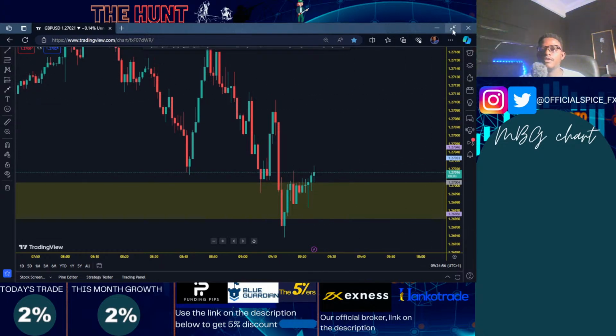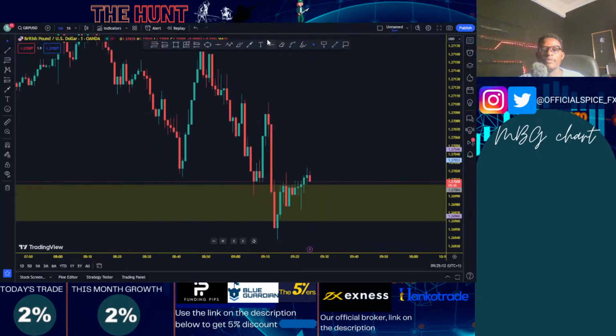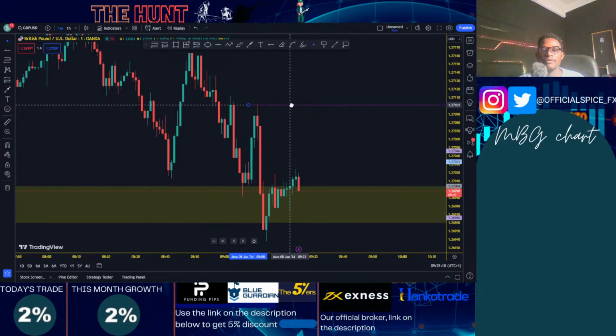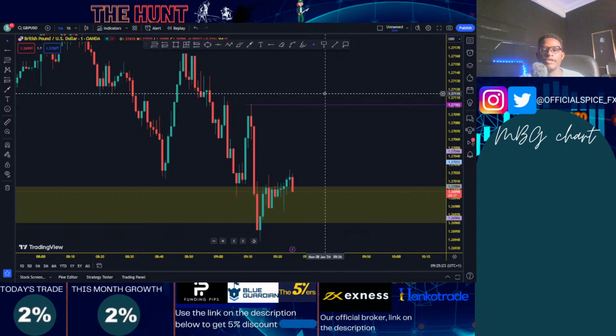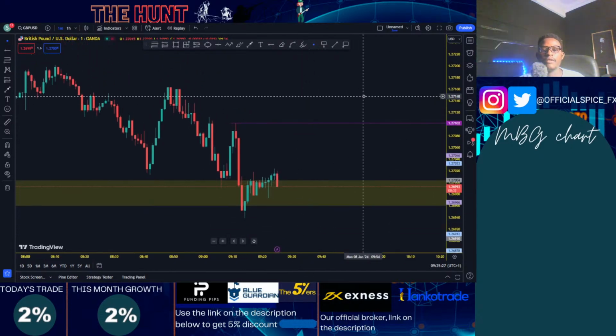Okay, for now, let me quickly give you guys a little bit of explanation of what I'm currently looking at and what I'm going to be trading. All right, so what I'm looking at right now is I want price to change structure. We need a change of character. So I'm going to be hanging up here. When price closes above this point right here, we'll be looking for potential buys.